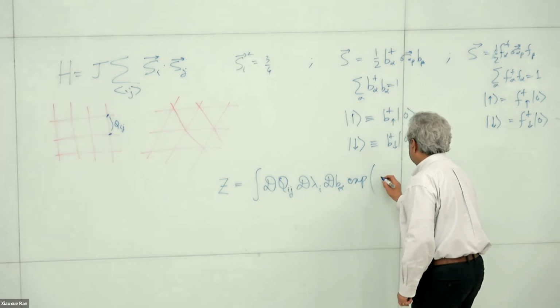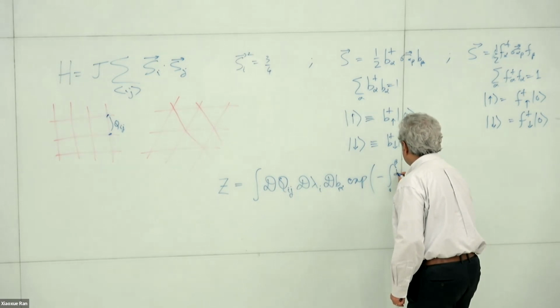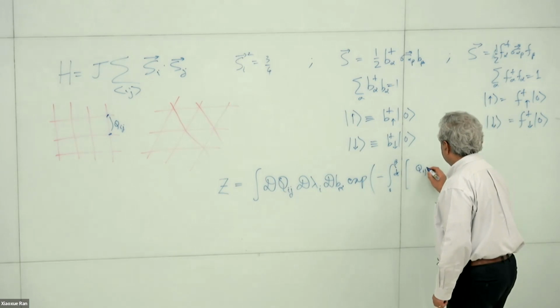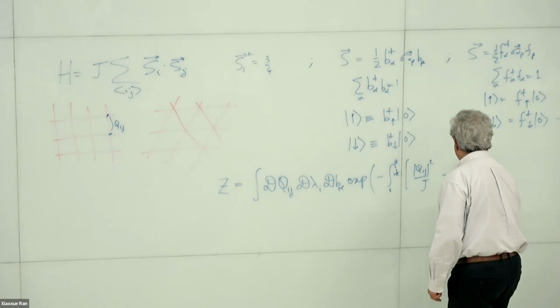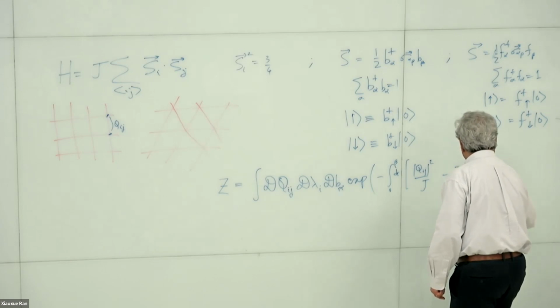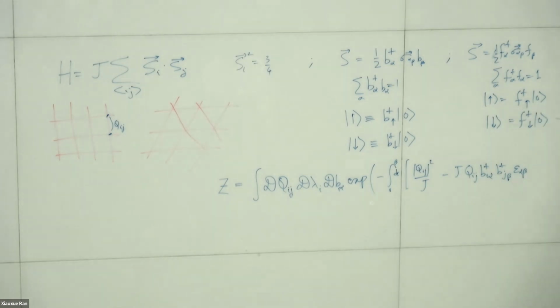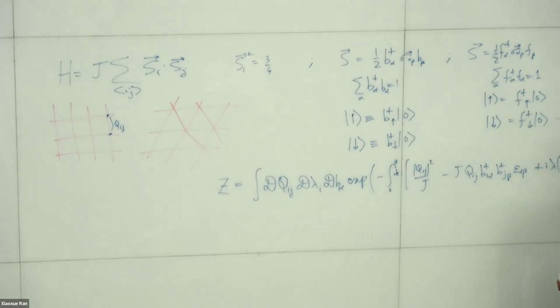So there's going to be minus 0 to beta d tau of some Lagrangian. And that's going to have things like Qij squared over J, and then J, Qij, B dagger i alpha, B dagger j beta, epsilon alpha beta. This is what you get if you have anti-ferromagnetic interactions. Epsilon alpha beta is the anti-symmetric tensor. And then you get a constraint that imposes B dagger i alpha, B i alpha is 1.